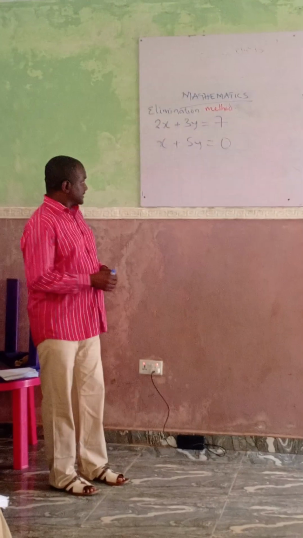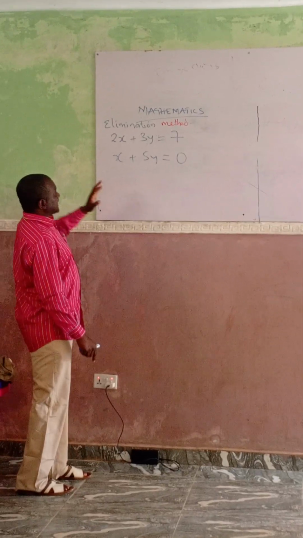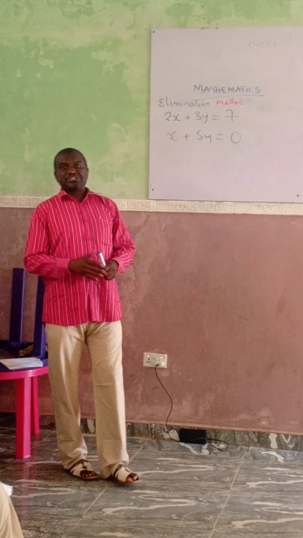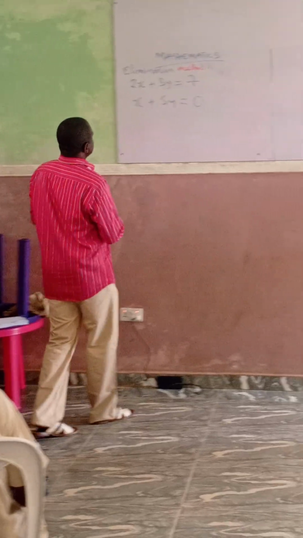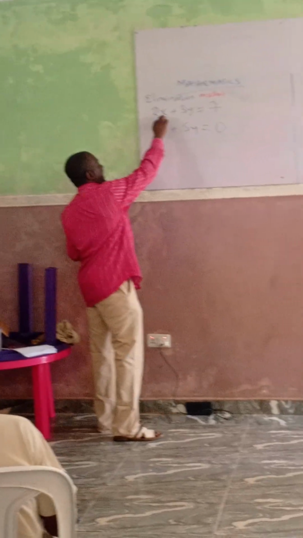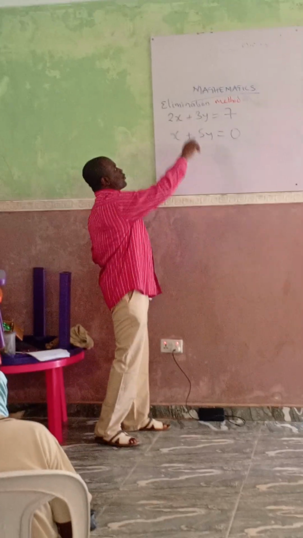Now in this class, we want to introduce to you the elimination method. What is elimination? It is to make one of the unknowns zero. In my last class, I made x to be 0. So today, we want to make y to be 0.